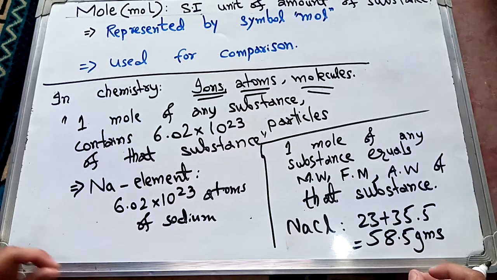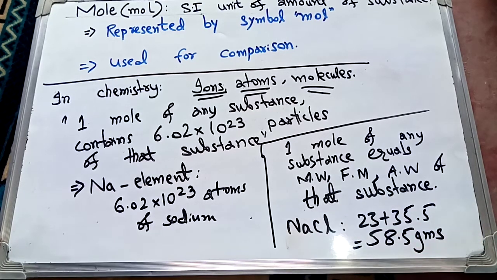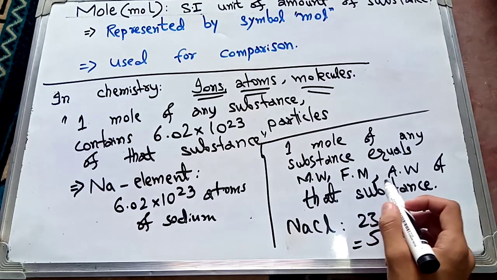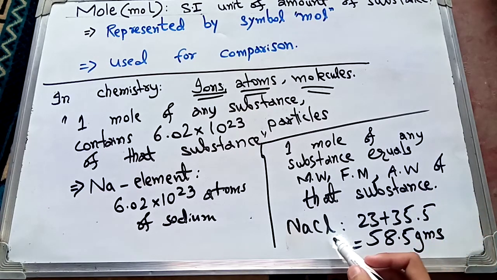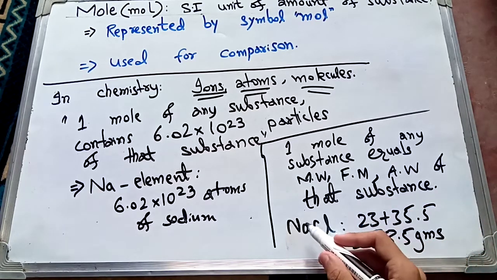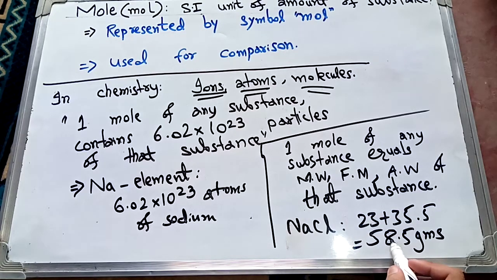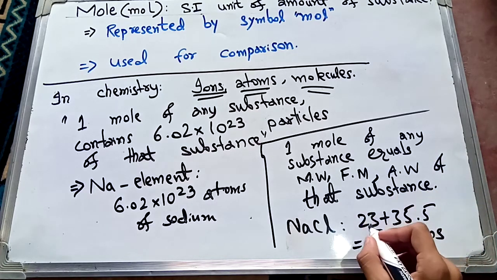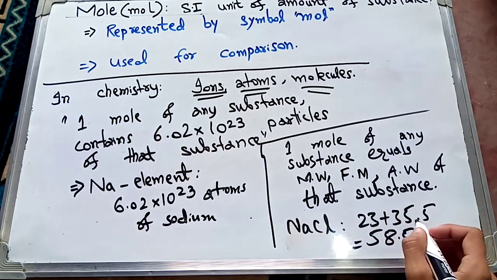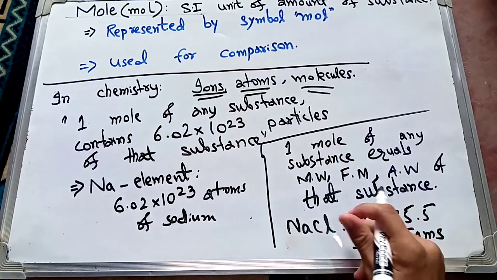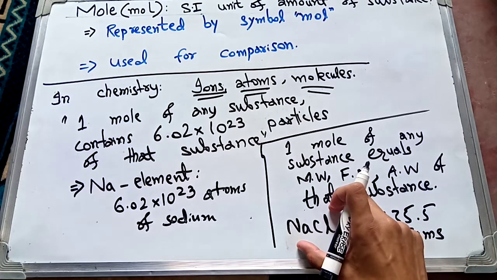In other words, this sample of NaCl is equal to 1 mole of NaCl, because 1 mole of any substance equals molecular weight, formula mass, atomic weight of that substance. And here NaCl is an ionic compound made up of ions. So here in this case the formula mass of this formula unit of NaCl is 58.5 grams. You can easily calculate, like I have calculated. I have put the 23 atomic weight of Na and 35.5 the atomic weight of chlorine, and we have calculated this as 58.5. So 58.5 is the formula weight of this NaCl formula unit.